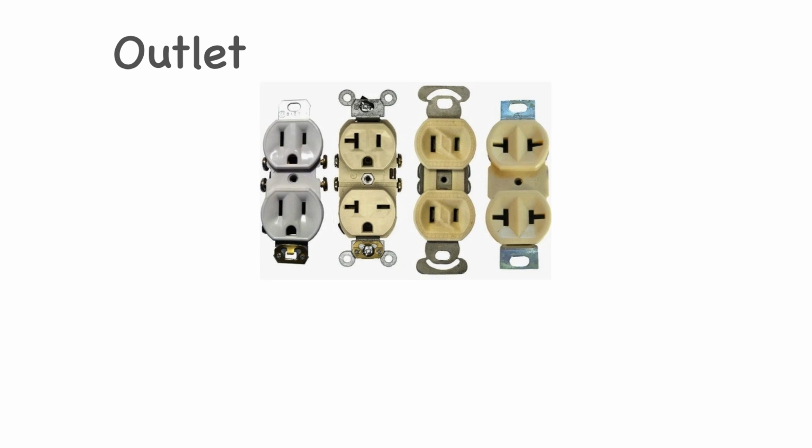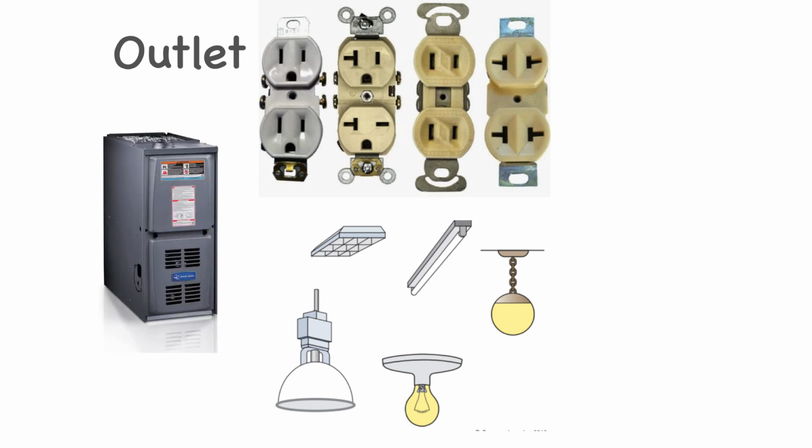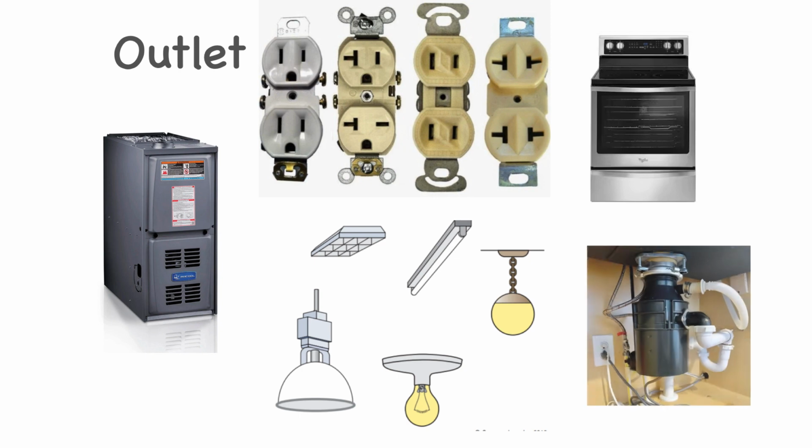A lighting outlet is one intended for direct wired connections to a lamp holder, lighting fixture, or ceiling fan. Special purpose outlets also exist. These may be dedicated to specific types of equipment such as a furnace, oven, garbage disposal, or other similar pieces of equipment.